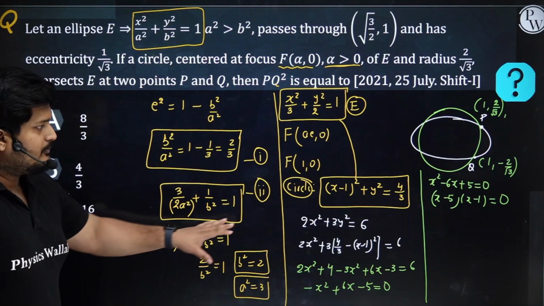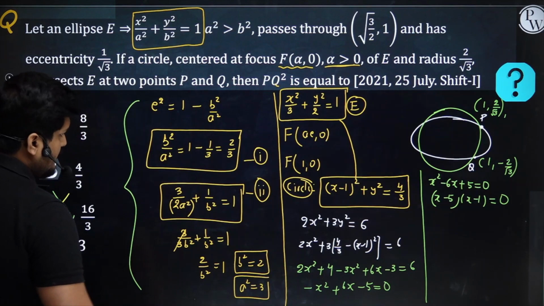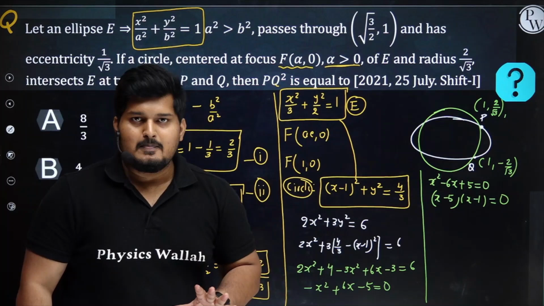So it was pure calculation. The only thing we had to keep in mind was the simplification for a and b. The rest was quite simple. Clear? Moving on to the next one, guys.